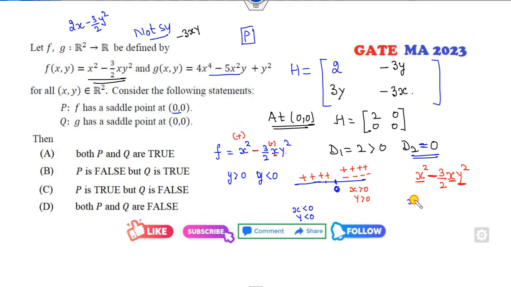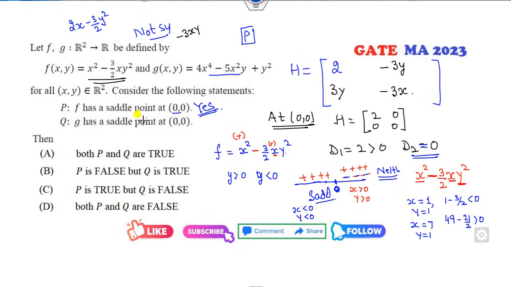How? If you simply choose x as 1, which is positive, y as 1, the answer is 1 minus 3 over 2, which is less than 0. But if I choose x as say 7, y as 1, again it satisfies this property. So it is 49 minus 21 over 2, which is greater than 0. So what does it mean? Neither the maxima nor the minima. That means it is my saddle point. So yes, this option is my correct option.